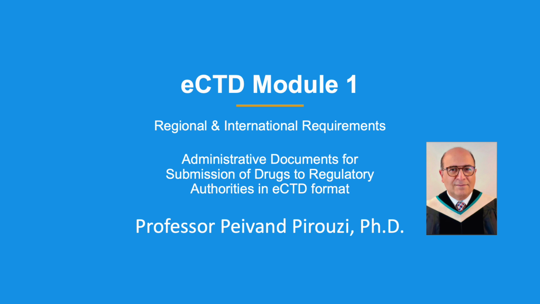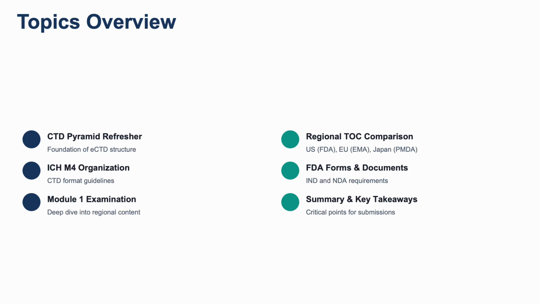Today we will explore the structure of Module 1 across the FDA, EMA, and PMDA, examining both the similarities and key differences that affect your submission strategy. Our agenda today covers 6 major areas. We will begin with a refresher on the CTD pyramid structure to establish context for where Module 1 fits within the overall submission architecture. Next, we will examine ICH-M4, the guideline that governs the organization of the Common Technical Document.